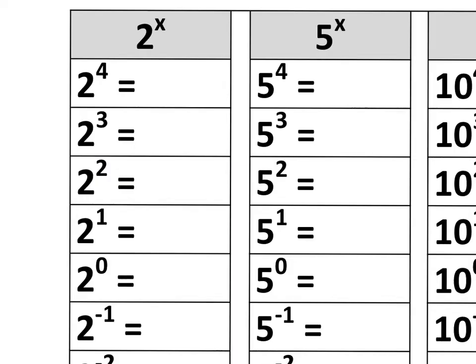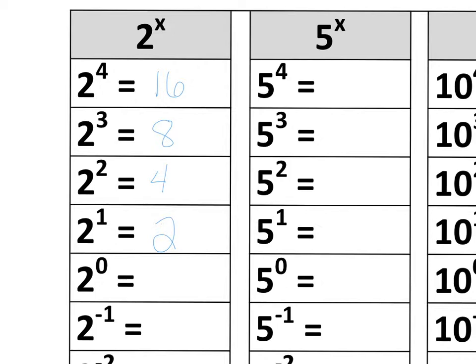Moving on to the next page, you'll notice that you have these 3 tables, in which we have a base of 2, a base of 5, and a base of 10. The hope is that you'll be able to pick up on the pattern. Looking at the first one, 2 to the 4th means 2 times 2 times 2 times 2, which is 16. 2 to the 3rd is 8, 2 squared is 4, and 2 to the 1st is 2.